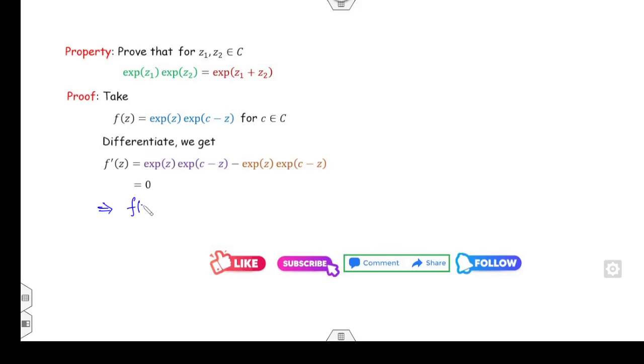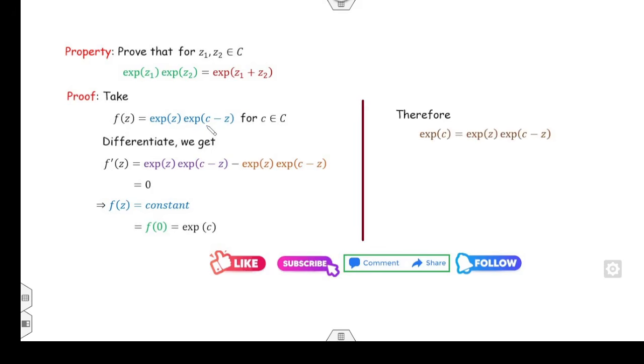What is the meaning of that? If the derivative is 0, the function is constant. And the constant value is e raised to power c, which occurs at f of 0. So f of z is the exponential of c. I can substitute f of z in equation number 1. You will get the expression: exponential of c is exponential of z into exponential of c minus z.